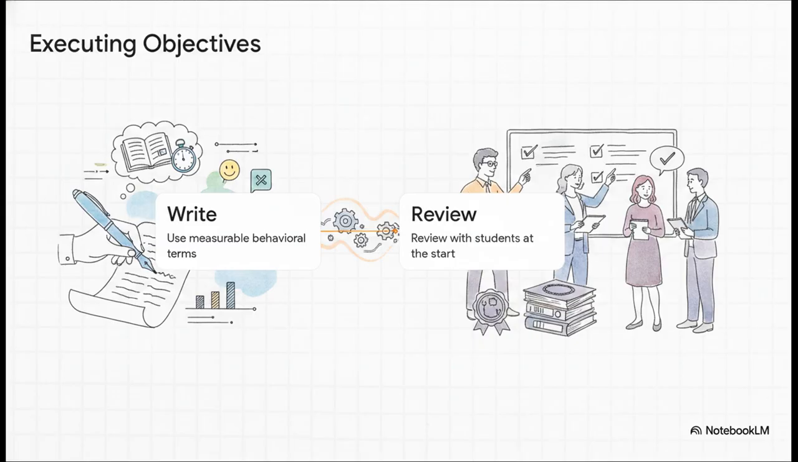Step 1, you write every single objective in those measurable behavioral terms we just looked at. Step 2, you must review these objectives with your students at the very beginning of each unit. You have to tell them exactly what behavioral outcomes they are responsible for before you even start teaching. And I really want to stress this point. This isn't just a nice best practice teaching tip. This two-step process is a strict regulatory requirement for absolutely every lesson you will ever plan.